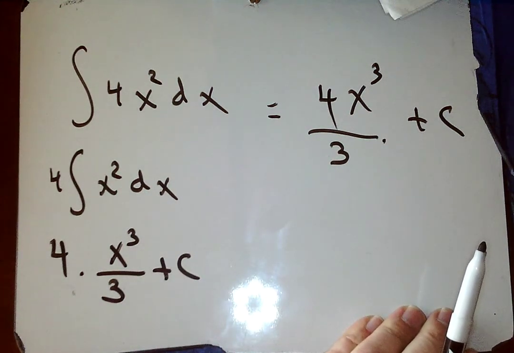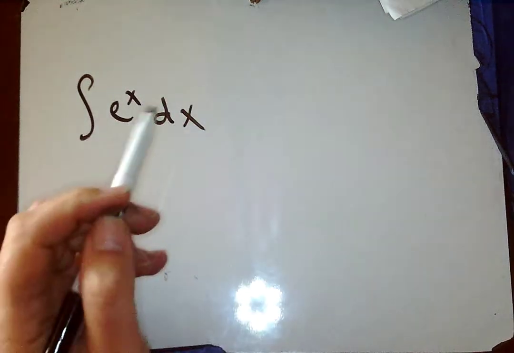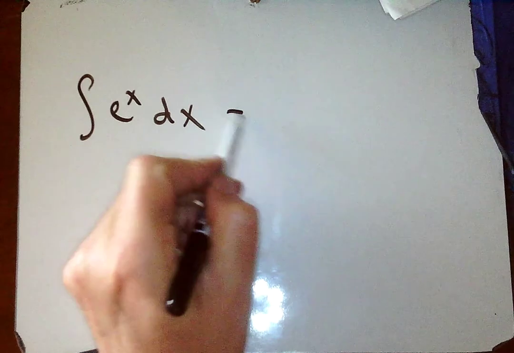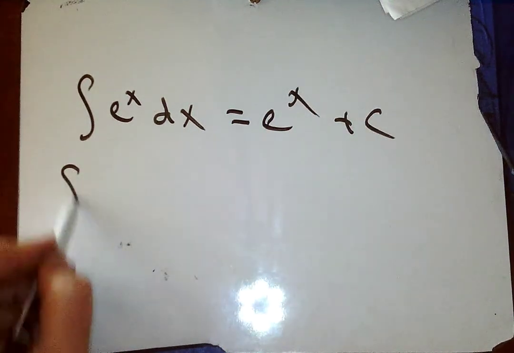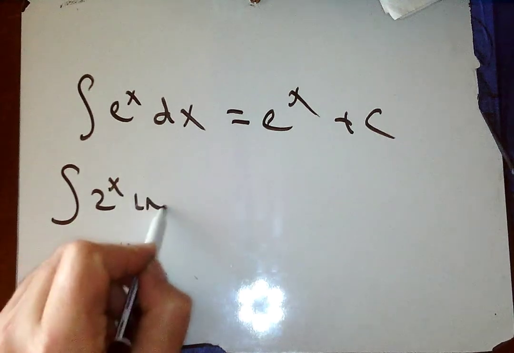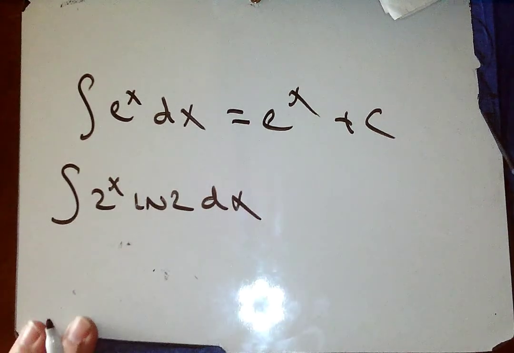Another way to think about that? Not yet. I'll dwell on it some more. Okay, how about this one? The integral of e to the x dx. 5, 4, 3, 2, 1. Please don't forget the plus c. How about the integral of 2 to the x ln 2 dx?